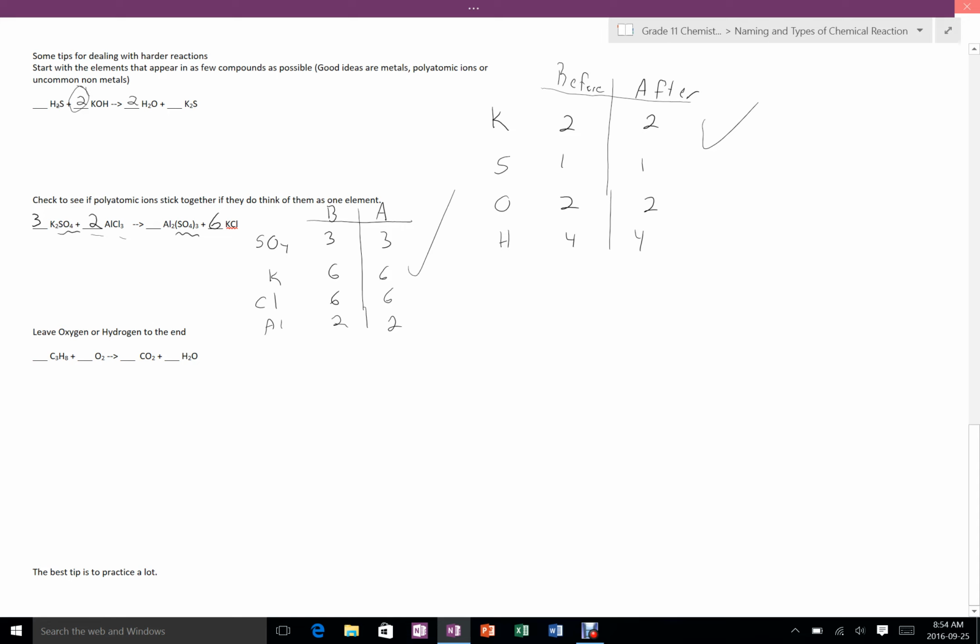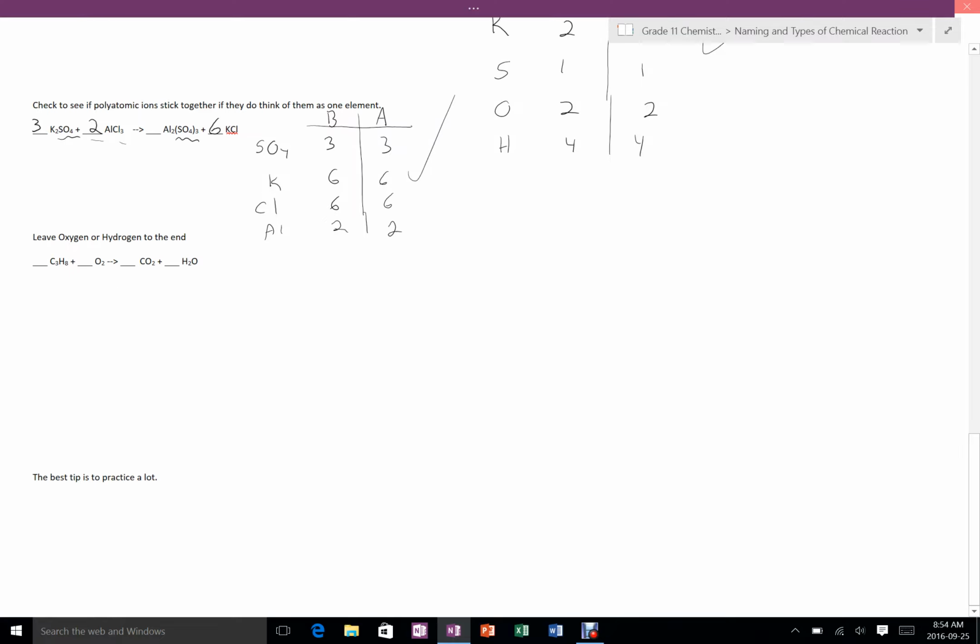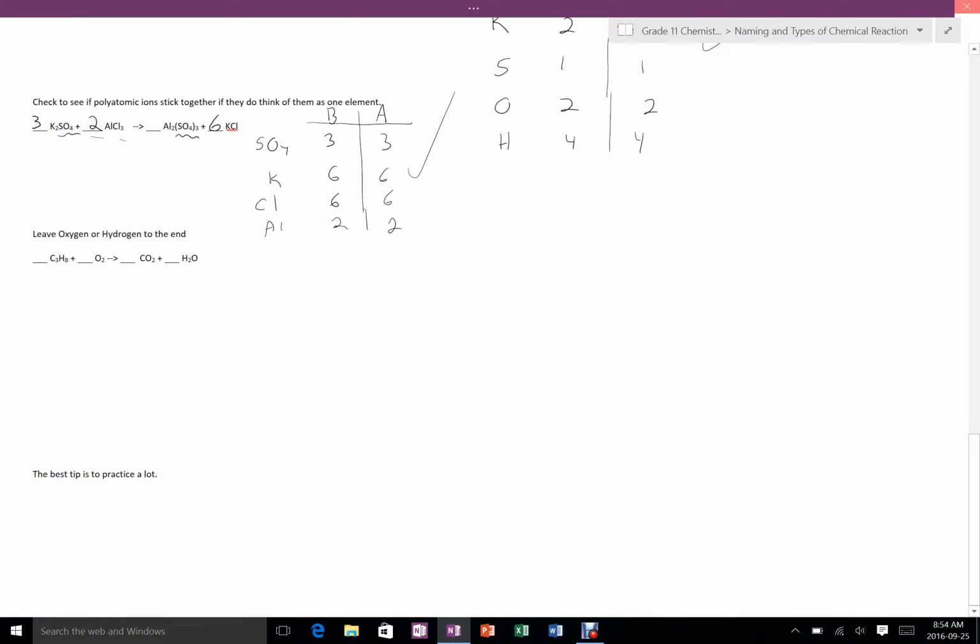Alright, the last tip for this video anyways is going to be to leave oxygen or hydrogen to the end. They can tend to be in a lot of species or a lot of the molecules, and so the more molecules they are in, the later you should try and leave them, because the more likely if you start with them that when you go to balance something else, you're going to mess them up again and have to start over again. So in this case, I'm going to start with my carbons. I have 3 carbons. Over here I have 1, which means I need 3 of these molecules to make it work.